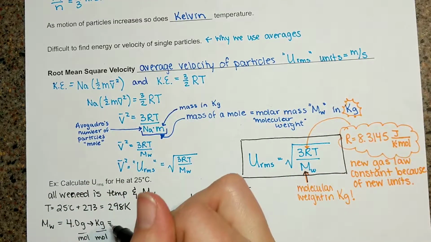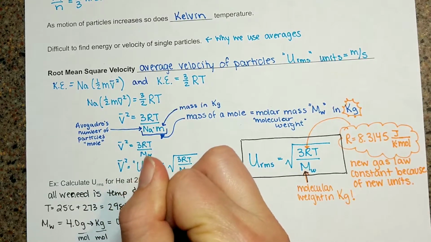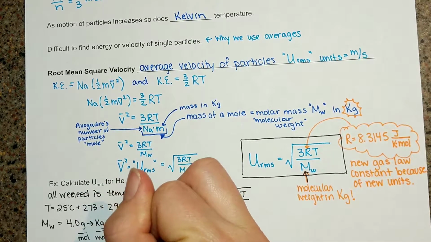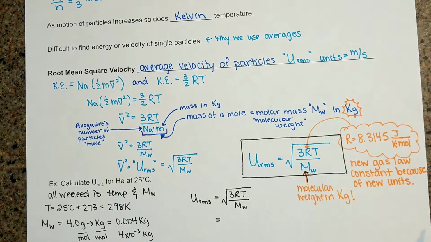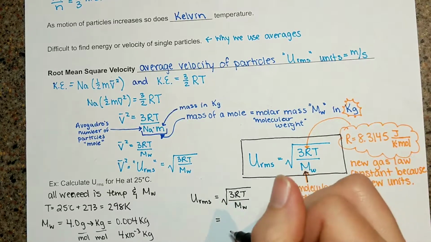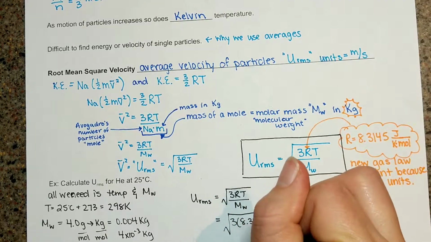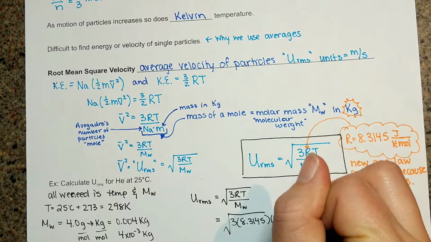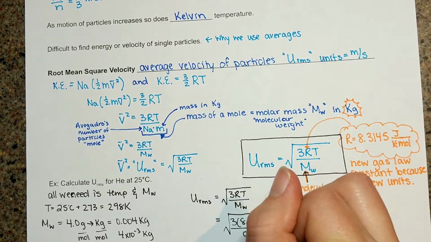And so I know that there's 1,000 grams in a kilogram. So that is 0.004 kilograms, or we could write 4 times 10 to the negative 3 kilograms. Either way is fine. So I plug that in to my equation. Root mean squared is equal to the square root of 3 times my gas law constant times temperature divided by my molecular weight in kilograms. So 3 times 8.3145 times 298 divided by my 0.004.